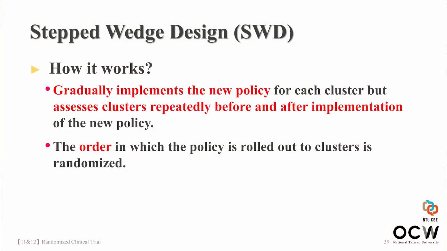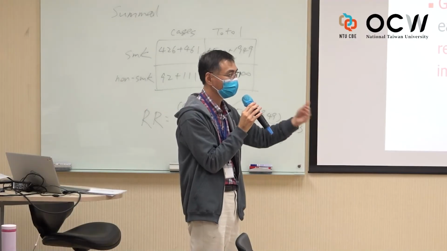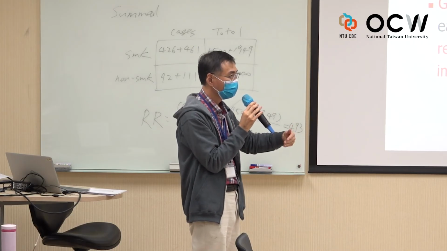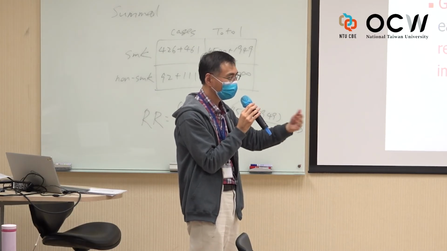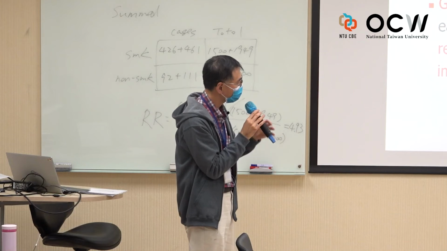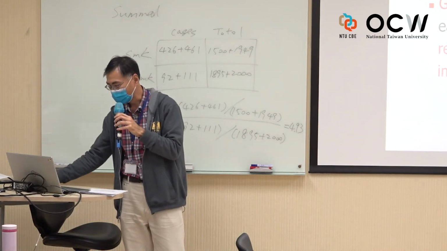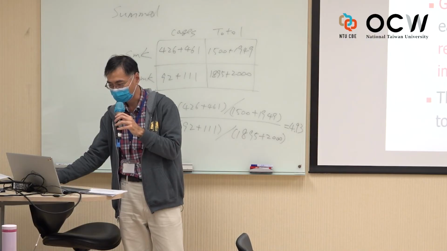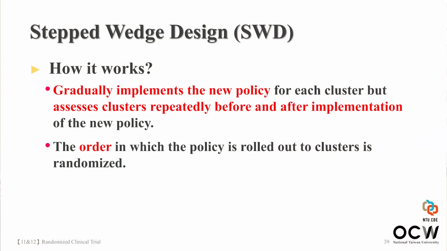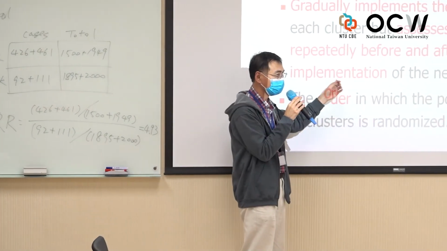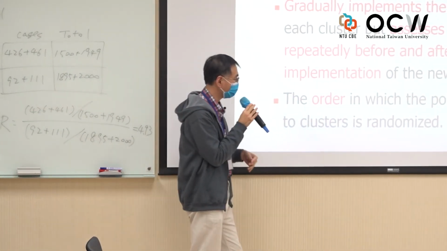Okay, but how does it work? So gradually, we implement the new policy for each cluster, but assess the cluster repeatedly before and after implementation of the new policy. Because you could do a before and after study design, before and after intervention, or also you could do the comparison across the communities or clusters. And the order is the way we perform the randomization. Okay, so the clusters join the study in a random way.